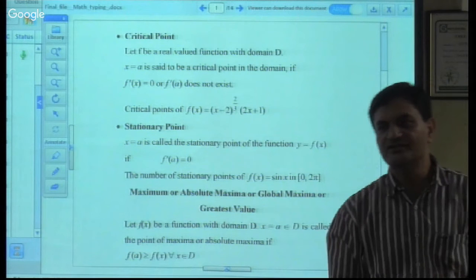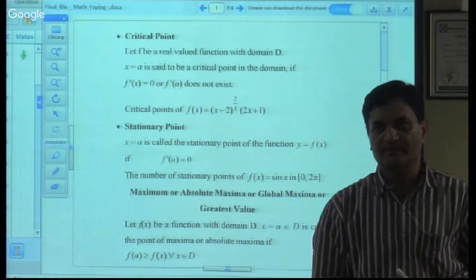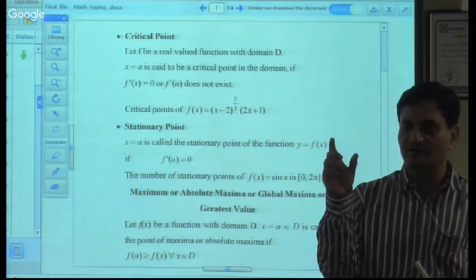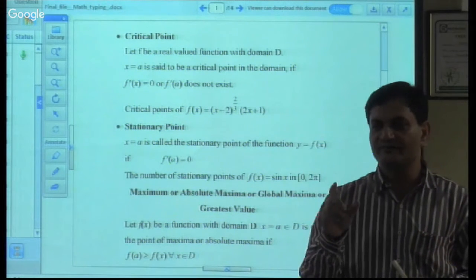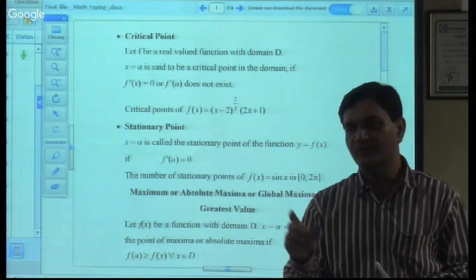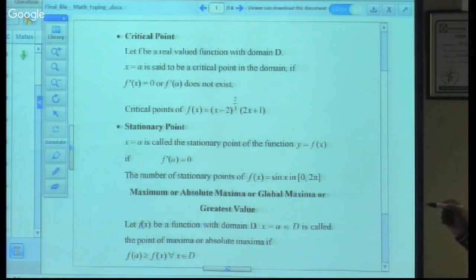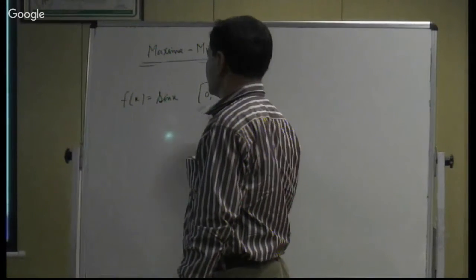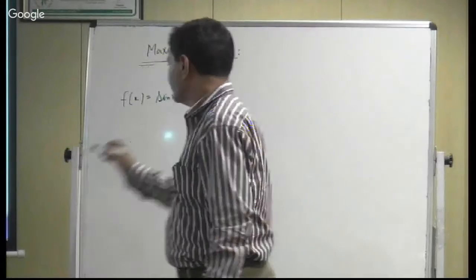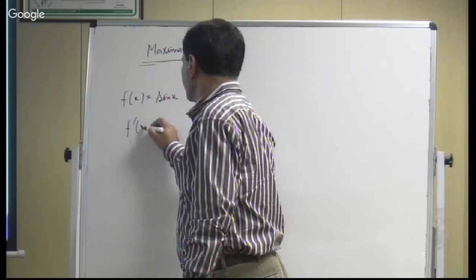See, every stationary point is a critical point. In stationary points, we don't take the points where the derivative does not exist. We only take the points where the derivative is equal to 0. Now, if you take the function y equal to sin x, or f(x) is equal to sin x, in the interval 0 to 2 pi, what is the derivative? Cos x.